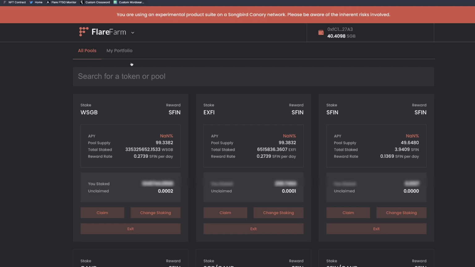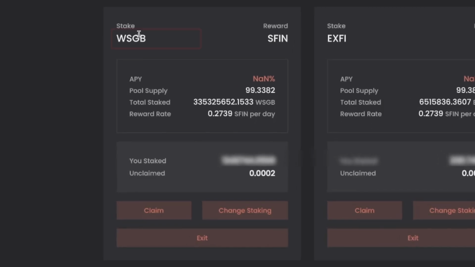These are the pools, and it's an opportunity for you to join a pool, and in return, you can earn some SFIN. So in the top left here, we can see that this pool is for wrapped Songbird, WSGB, and the reward is SFIN. Something important to note is this value here, total staked. This is how much WSGB is actually included in this particular pool. And there is a reward rate too. For all of these people that have joined the pool, they will get their share of 0.2739 SFIN every single day.